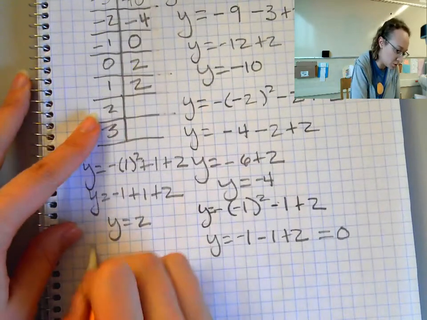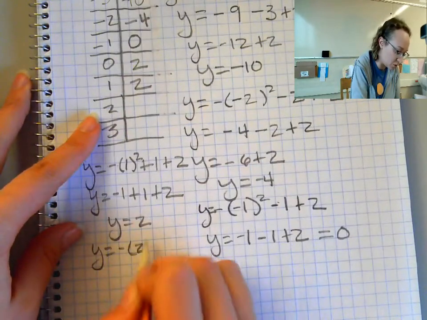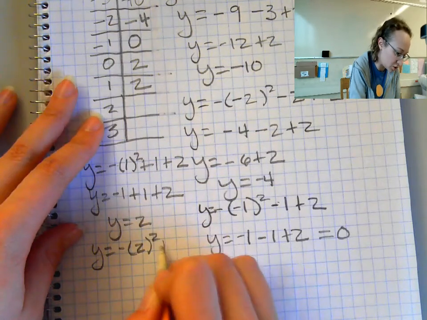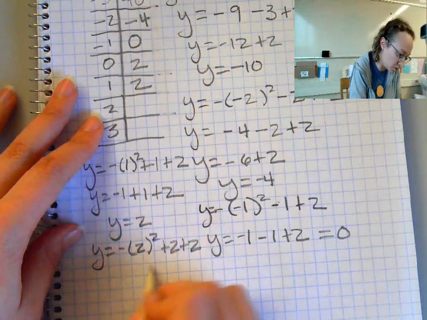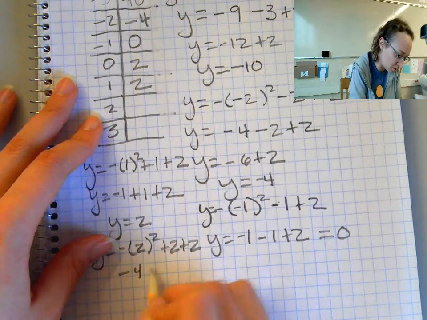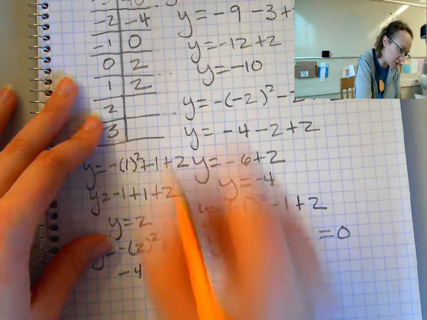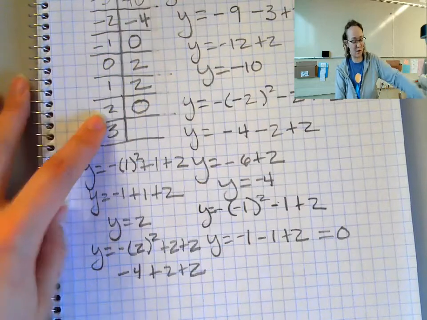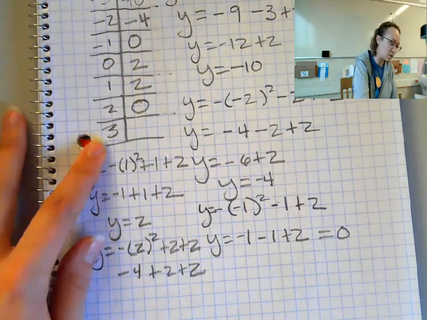Plug in a 2, -2 squared plus 2 plus 2. So -4 plus 2 plus 2 is going to give me 0. And hey, look, it's turned around. The next one's going to be -4.